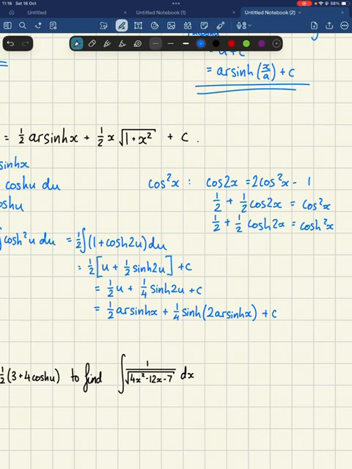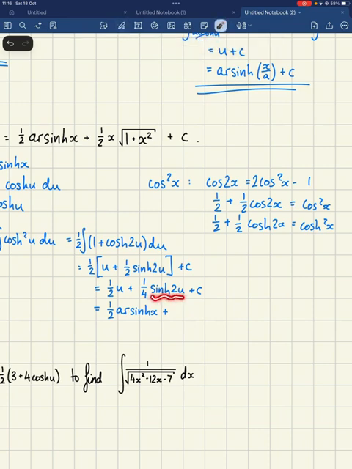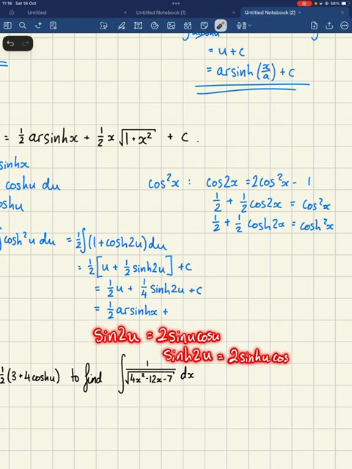Well, that's not going to get us anywhere because we've got sine of 2 arcsinh x, which we can't simplify properly. So it's not going to be this. We have to think about something else to do. Well, we see we've got sine 2u over here. If we had sine of 2u, that's 2 sine u cos u. So therefore sine of 2u is 2 sine u cos u, using our double angle formula.